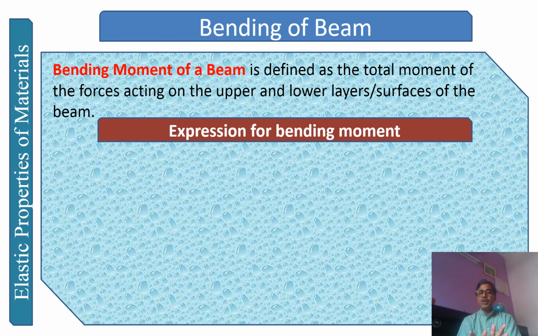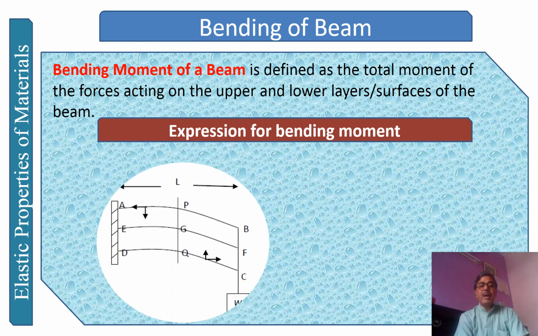So what are we going to calculate over here? We are going to calculate the expression for bending moment. This is the expression we are going to calculate in this lecture. All right. So we have taken the same scale. This is your A, B, the topmost layer. And again we have C and D, the bottommost layer. Naturally EF is the layer in between. So this is your neutral axis, right? This is what has been shown in this diagram.